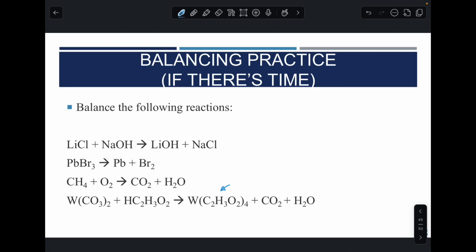Okay, so let's start out with this first one. So you will see that we have LiCl, NaOH going to LiOH and NaCl. This is called a double replacement reaction, in which we have Li and Na switching spots with each other. And also, you might notice that OH is an example of a polyatomic ion, where you have oxygen bound to hydrogen. It's called a hydroxide group, and sometimes these have parentheses around them.